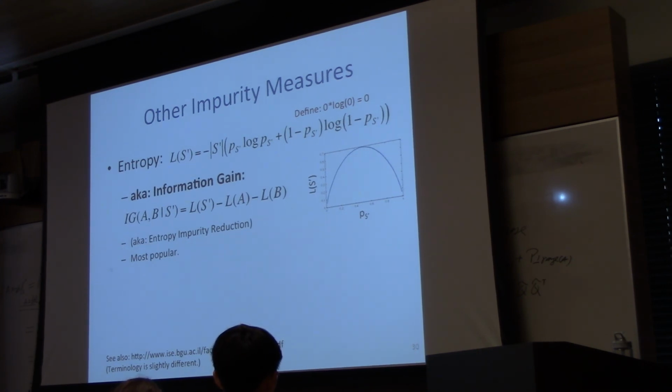Entropy reduction, so choosing a split that reduces the entropy, meaning an AB split of S prime that reduces the entropy compared to just the entropy of S prime, is also known as the information gain. And I believe this is the most popular measure of impurity that's used in practice in decision tree training.